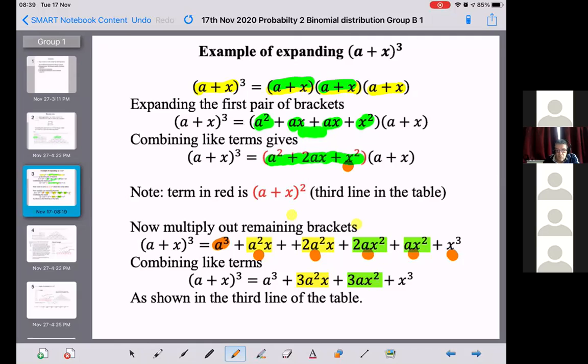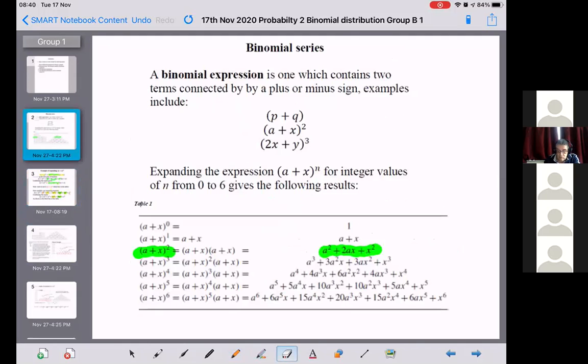We can then draw the two light yellow terms together to make 3a squared x, and draw the two light green terms together to make 3ax squared. And that is shown, so we're looking at a cubed plus 3a squared x plus 3ax squared plus x cubed. And if we look back at the table, you'll see that that's what we've got right there.